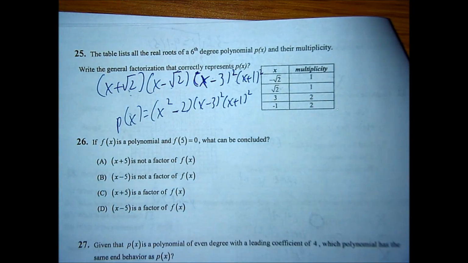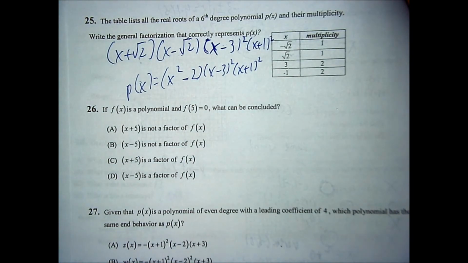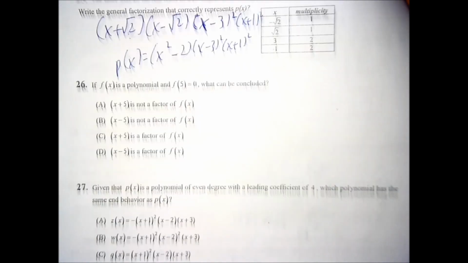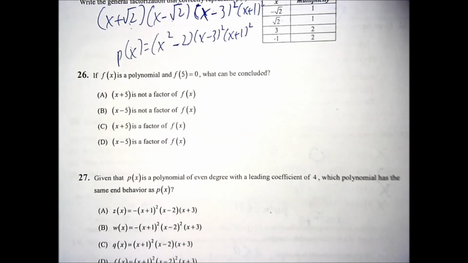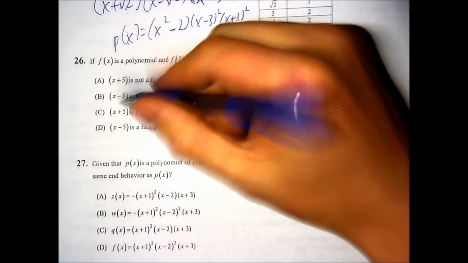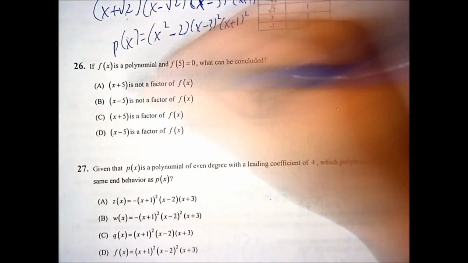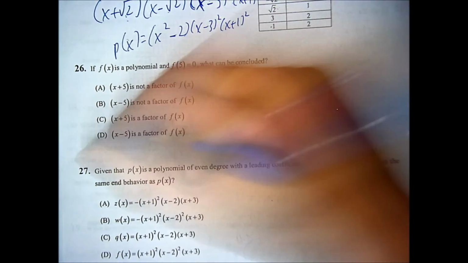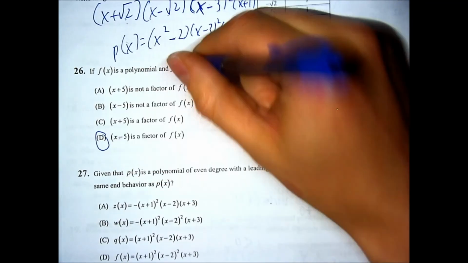Alright, if f of x is a polynomial and f of 5 is 0, what can be concluded? So when I put in 5 for x, I should get 0 out for y, is what can be concluded here. In other words, the factor is x minus 5. Now notice it says x is not a factor and then is a factor. Well, it is a factor because when I put in 5, I get 0.